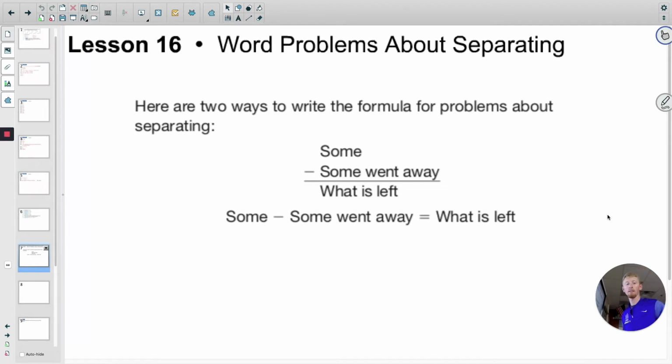Alright, lesson 16. If you're keeping up with your math notebook, you can write that at the top of a new page. Word problems about separating. A few lessons ago we had sum plus some more equals total. Now we have sum went away, and what is left. And that's what we are going to practice today.